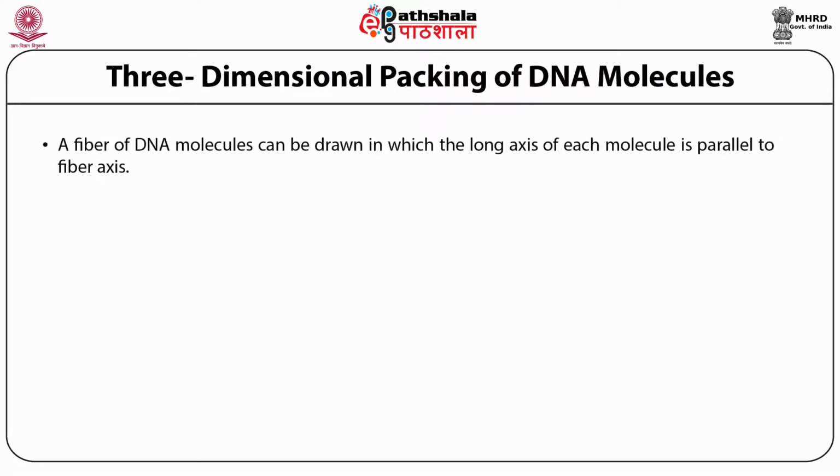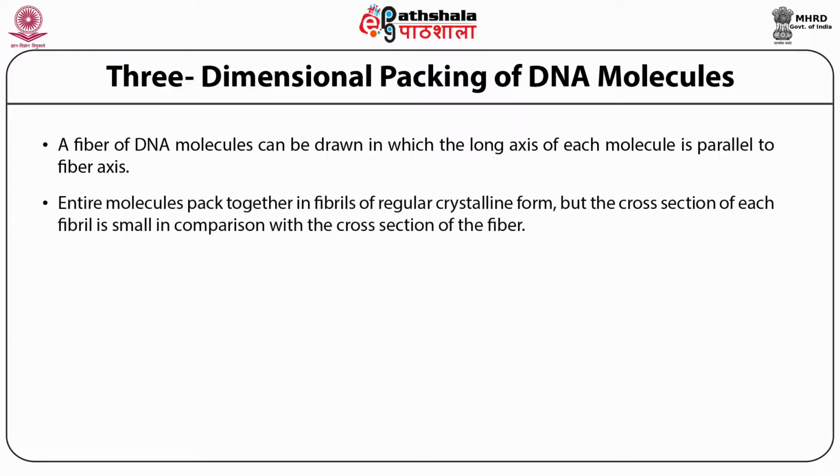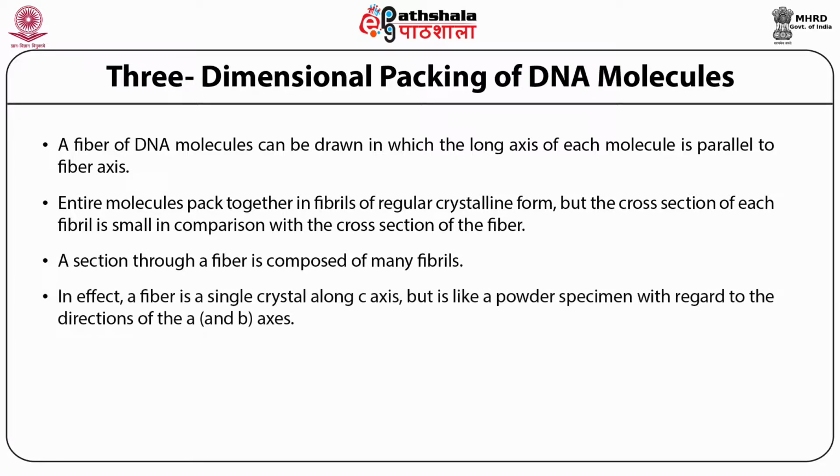A fiber of DNA molecules can be drawn in which the long axis of each molecule is parallel to the fiber axis. Entire molecules are packed together in fibrils of regular crystalline form, but the cross section of each fibril is small in comparison with the cross section of the fiber. A section through a fiber is composed of many fibrils. In effect, a fiber is a single crystal along the C-axis, but is like a powder specimen with regard to the directions of the A and B axis.